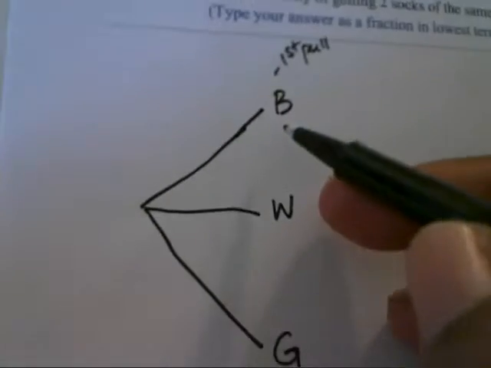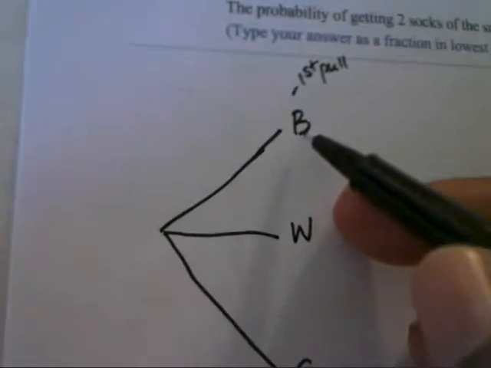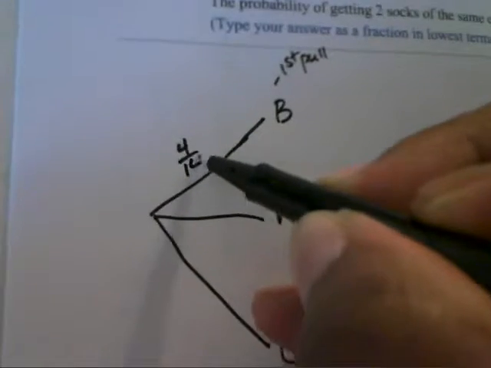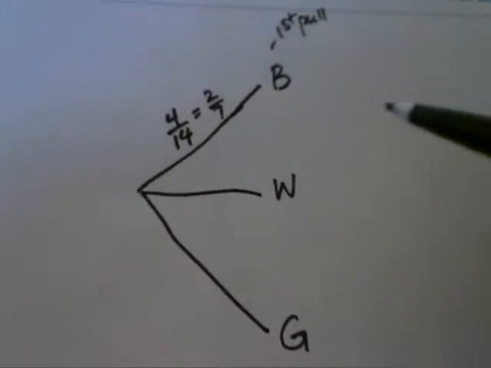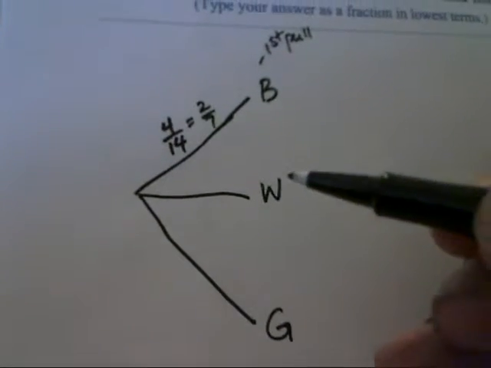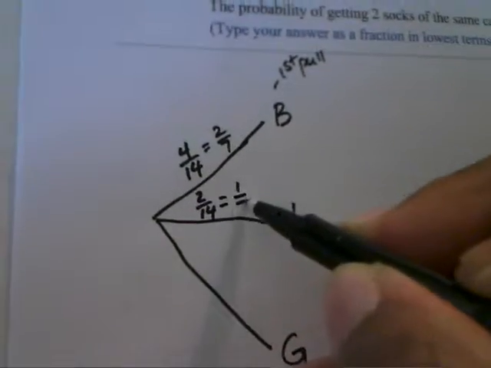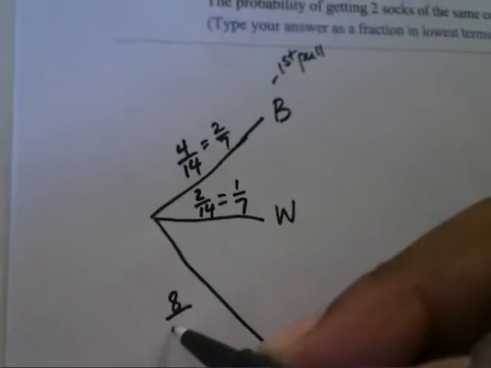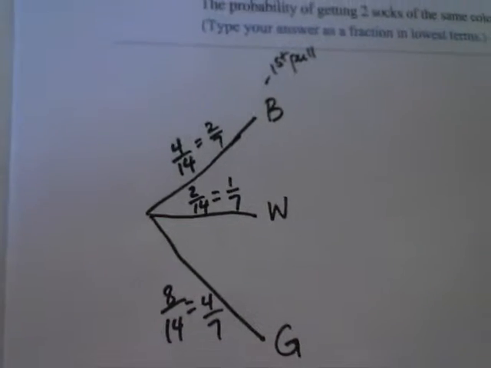Now let's look at the probabilities along that branch. For a blue sock, there are 4 blue socks out of a total of 14, so it'll be 4 out of 14, which will be equal to 2/7 when you reduce it in simplest form. For a white sock, there are 2 white socks out of 14, so it'll be 2/14, or 1/7. And then for a gray sock, it's 8 out of 14, which will be 4/7.